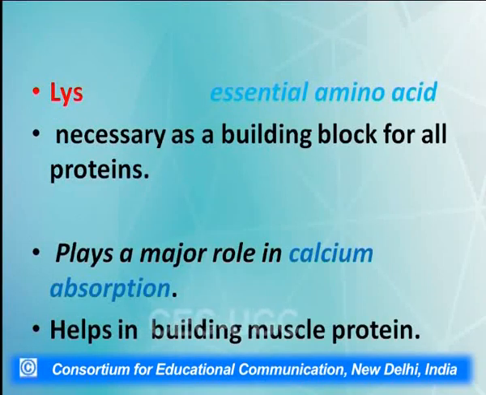Lysine is an essential amino acid which is necessary as a building block for all proteins. It plays a very important role in calcium absorption, and it helps in building muscle protein. Not only this, it also produces hormones, enzymes and antibodies. Quinoa, pistachio, soya bean, lentils and other beans and peas are rich sources of this amino acid.